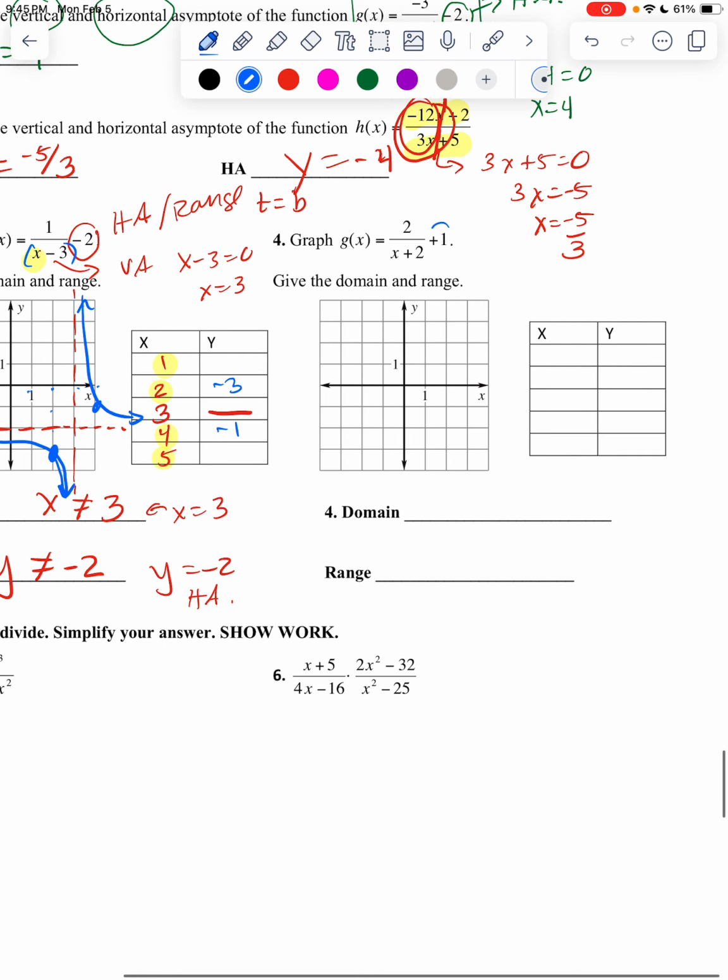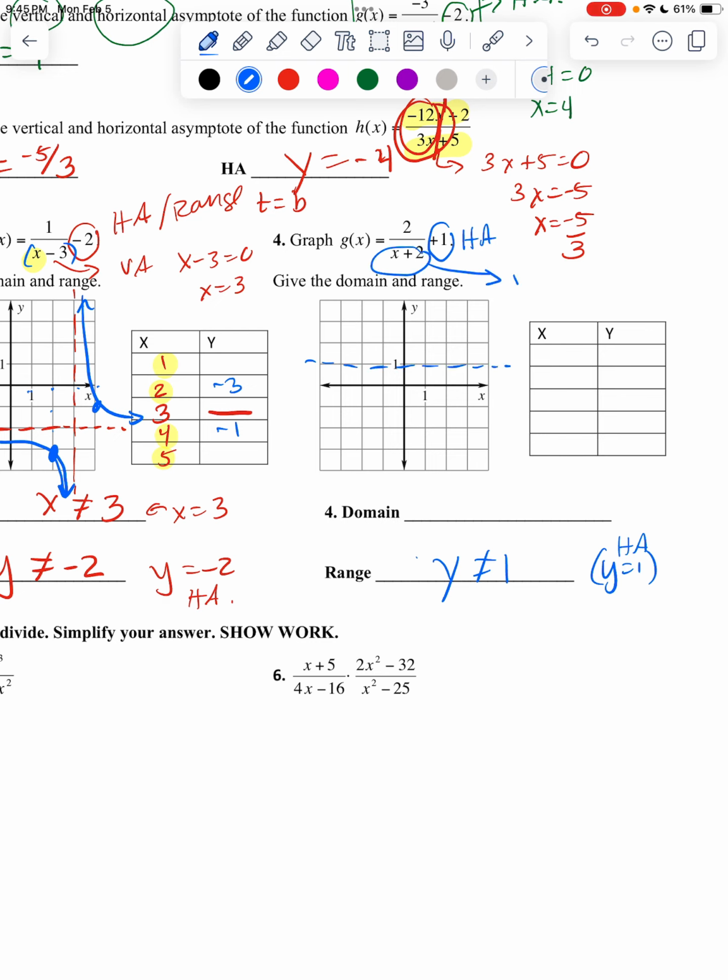Okay, here again. This is going to be my horizontal asymptote value, and it's going to mean I have a horizontal asymptote at y equals 1. Therefore, my range is everything except 1. And so I draw in my horizontal asymptote at 1. On the bottom, my vertical asymptote is whatever makes this equal 0, and so that's going to be -2. Since I have a vertical asymptote at x equals -2, my domain is any x except -2.